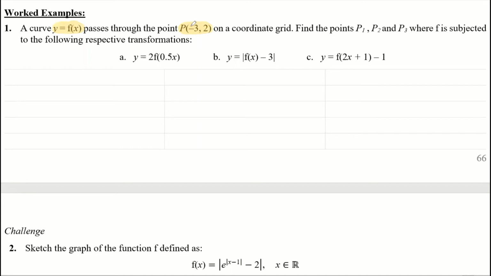So for part A, this is going to be P1 that we're going to find, the transformation when we apply 0.5x inside and 2 on the outside. So just to interpret what's going on here, let's just start for part A with just writing down the point P. Okay, so P is at -3, 2. Now if we look at the transformation we've been given and the order, the first thing we have to do is consider, are there any horizontal translations? Okay, the answer is no. There's nothing added inside the function, okay, or subtracted. So that means that we can just ignore that one.